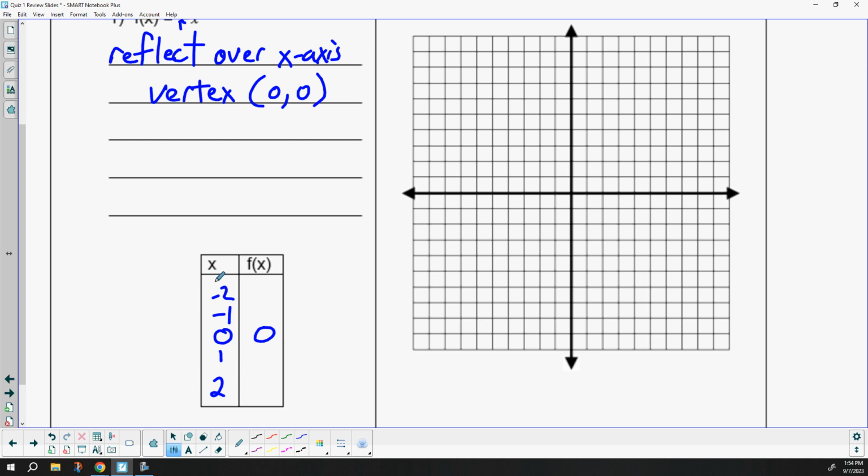These are inputs. I can plug these in to get my outputs. So if I'm plugging this in, remember you're using parentheses where the variable is. So negative 2 squared is 4, but if you throw in that negative, it makes it a negative 4.